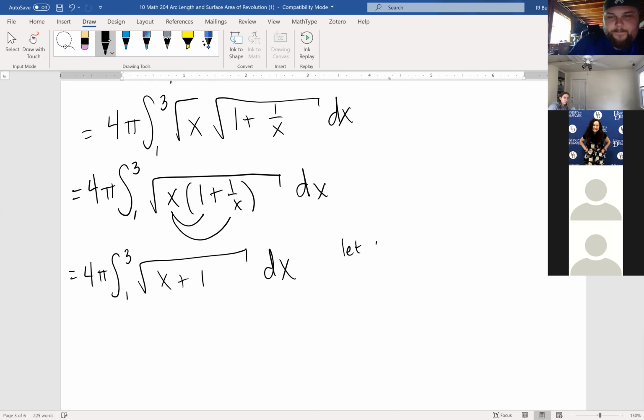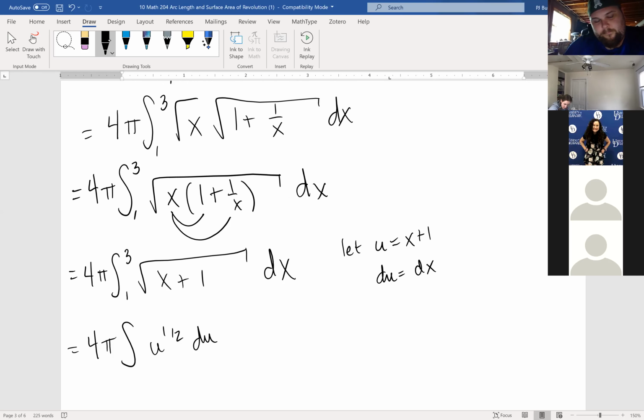We can let u equal x plus 1. du is dx. And in this case, I am going to go ahead and change my bounds. So when x is 1, u is 2. I'm just plugging them in there. And when x is 3, u is 4. So integral of u to the 1/2 is 2/3 u to the 3/2.